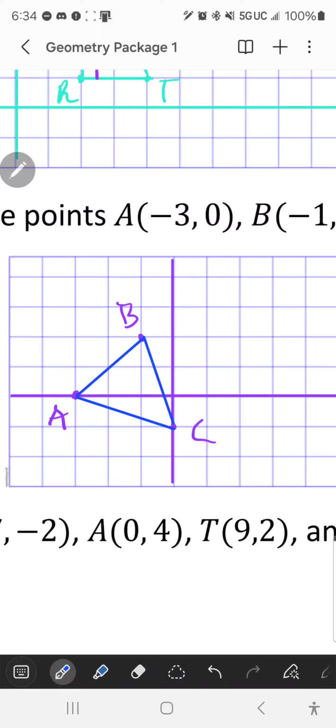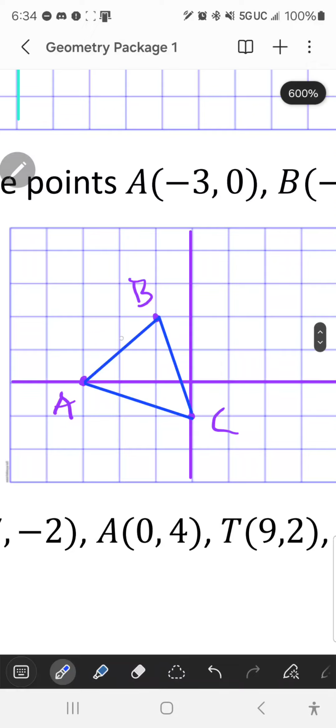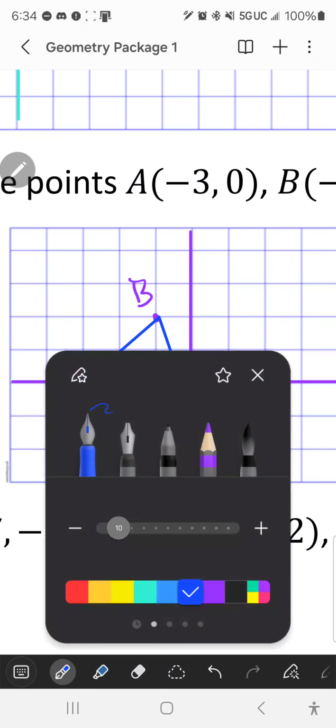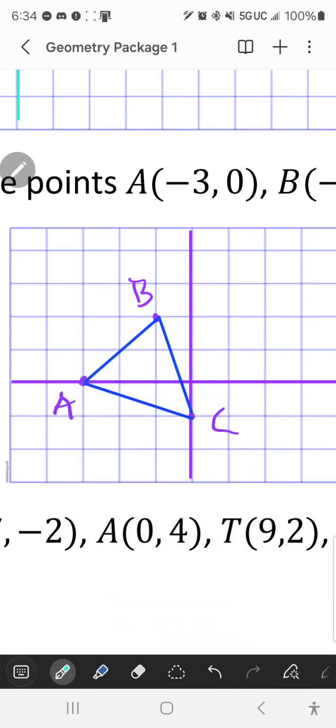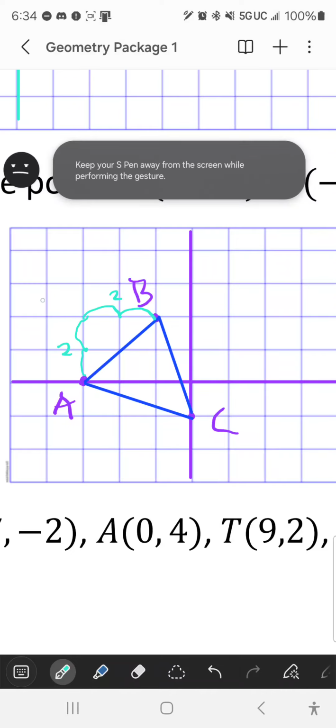Okay, now by simple sight, we can't say there is an obvious right angle. Let's first calculate the slopes. The slope for AB will be: 2 rise over 2 run, 2 run in the positive direction. So it's just going to be 1, since 2 over 2 equals 1.